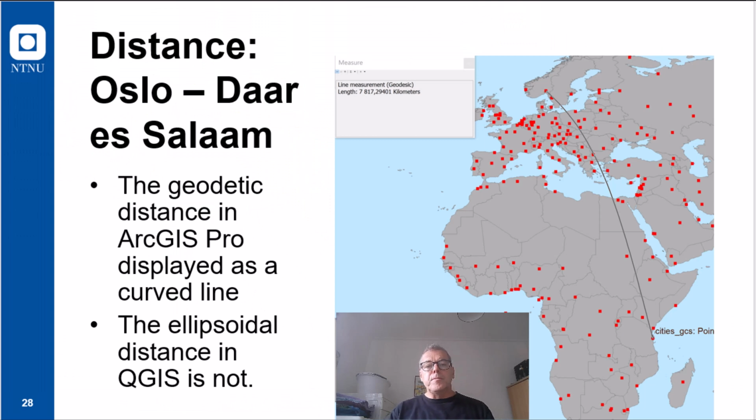Distances can also be measured in most GIS using the ruler tool, and then the geodetic distance in ArcGIS Pro will be displayed as a curved line. The ellipsoidal distances in QGIS is however not displayed as a curved line.